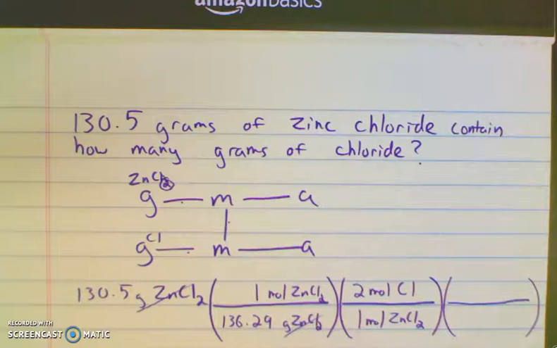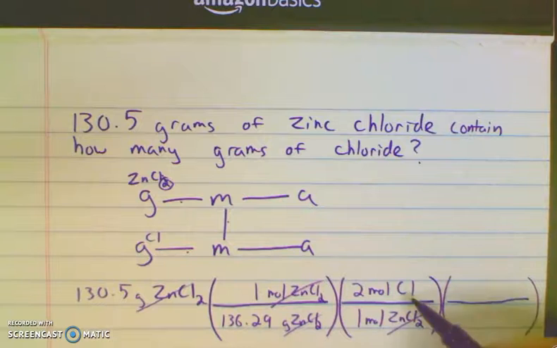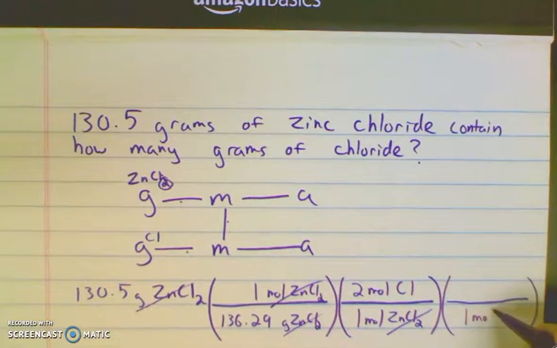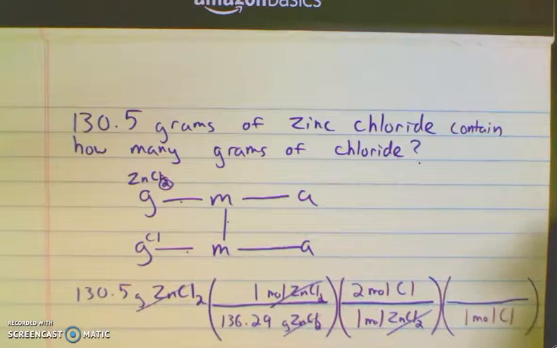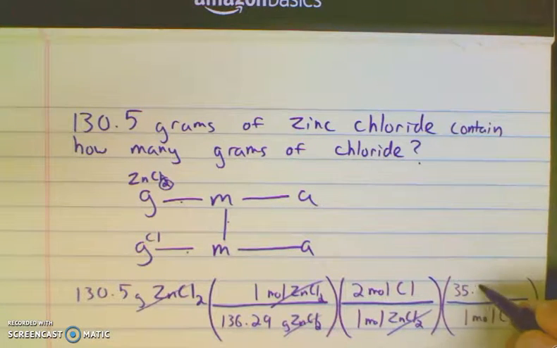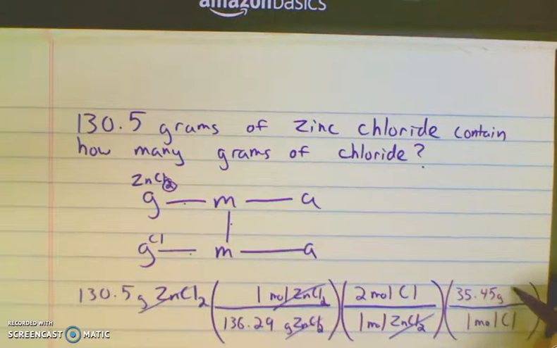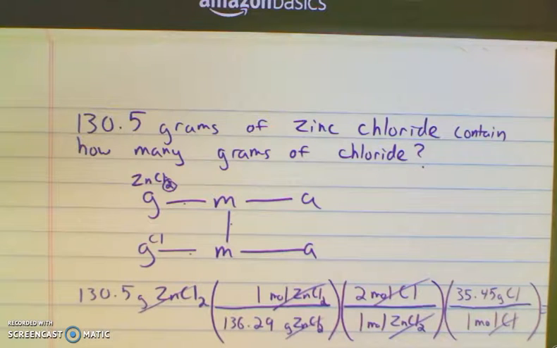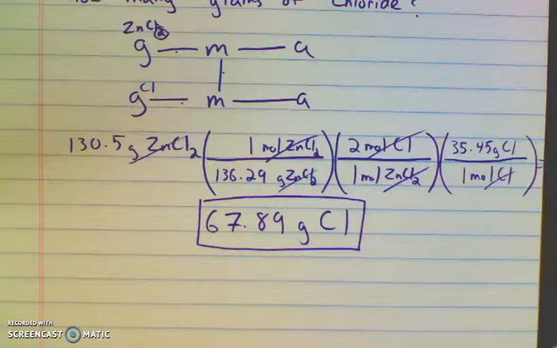All right, let's do our last conversion. So we've gotten rid of moles of zinc chloride, and now we're into moles of chlorine or chloride. So now put moles on the bottom, and 1 mole of chloride. Go to our periodic table, it is 35.45 grams of chlorine or chloride. And now we've gotten out of moles of chlorine, and we're finally at our goal of grams of chlorine, and we can run that through our calculator. Now hopefully after calculating you got 67.89 grams of chlorine.